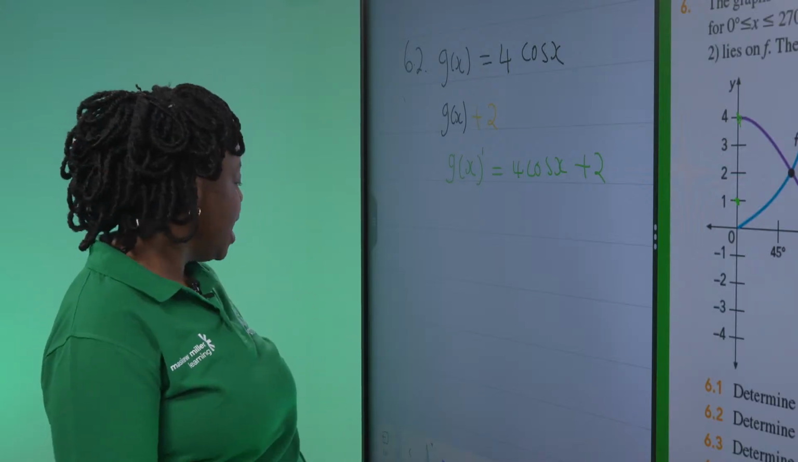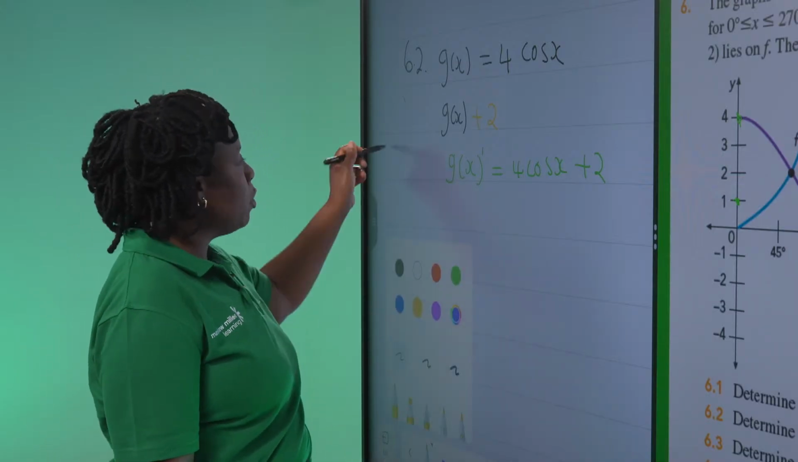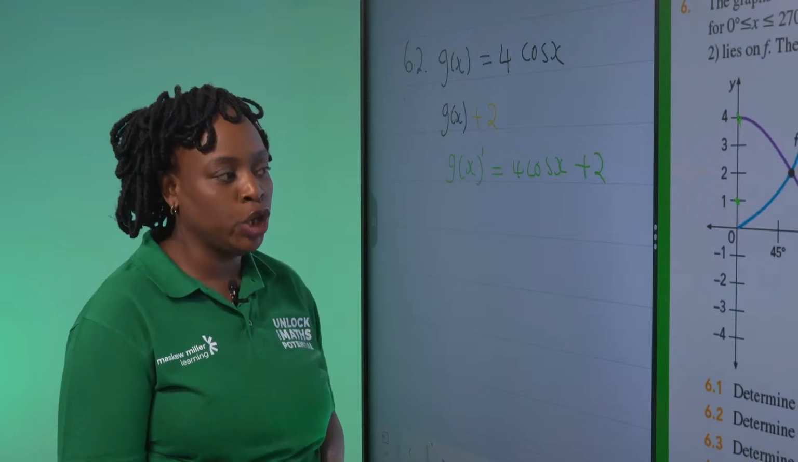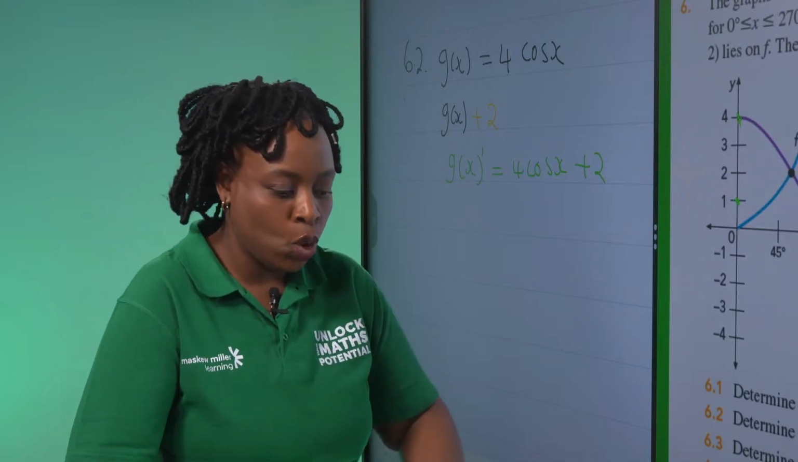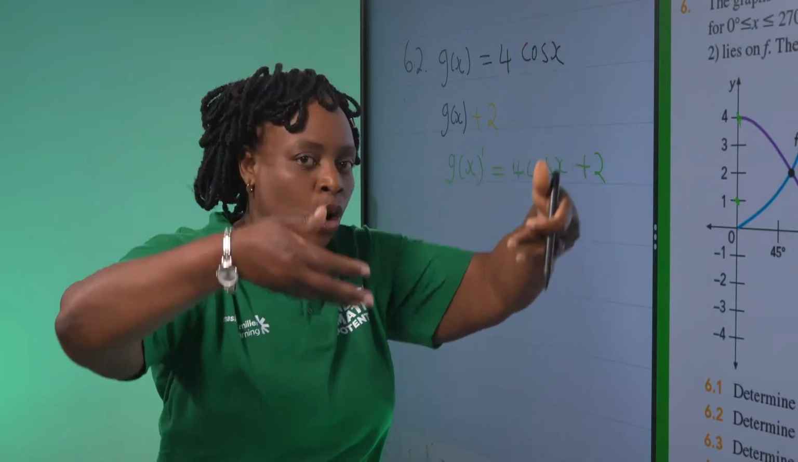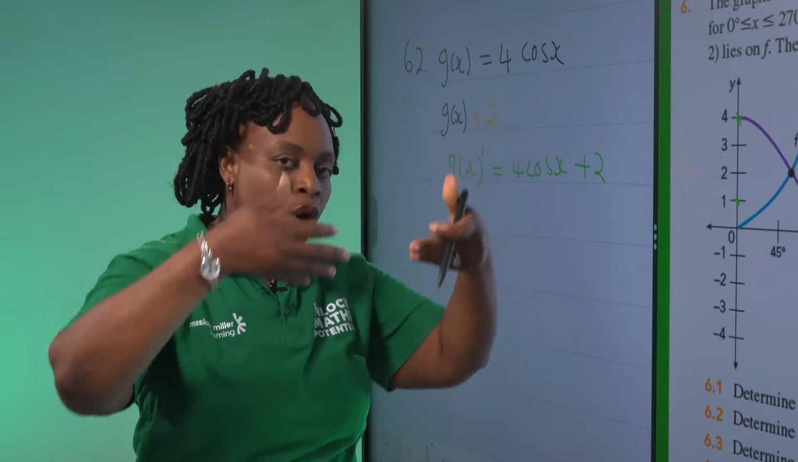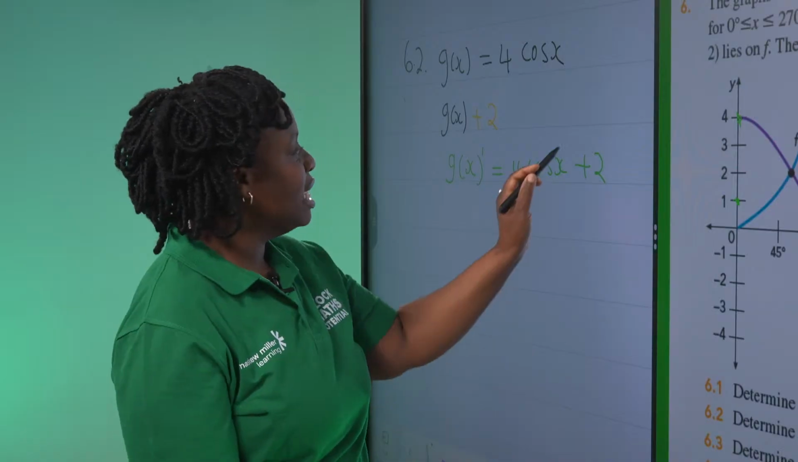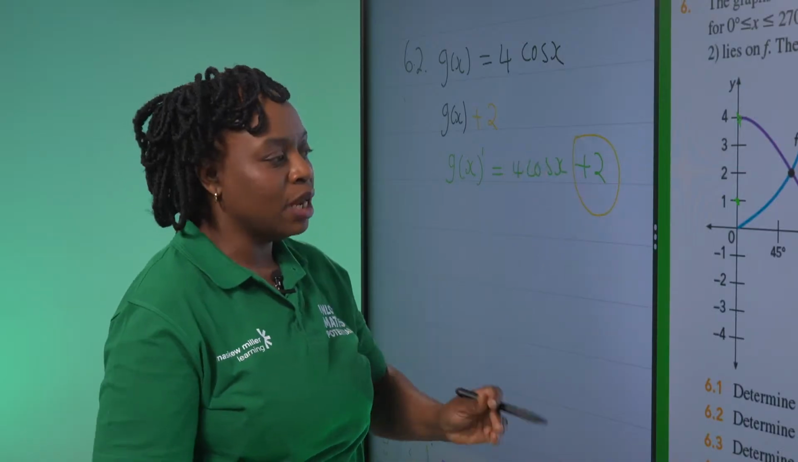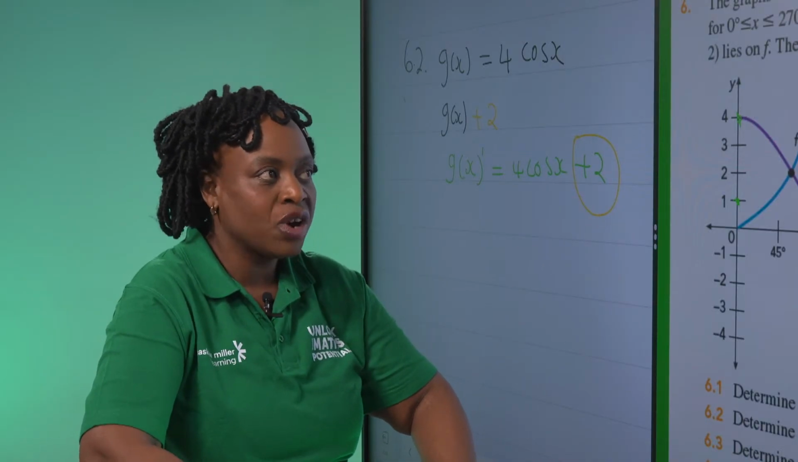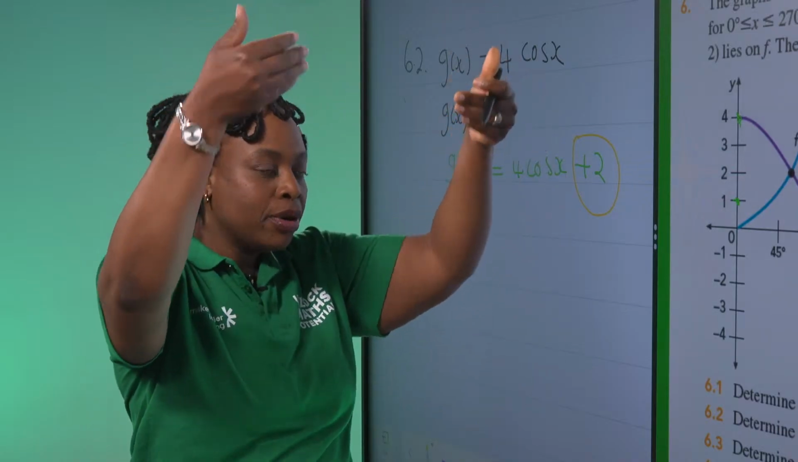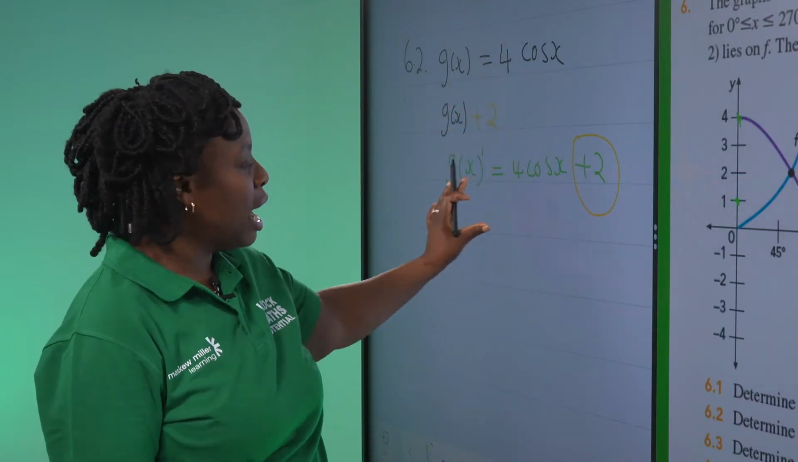Q, right? It represents Q, and what was the impact of the parameter Q? Parameter Q shifts the whole graph up or down. So it's either it goes up or it goes down. Because it is plus 2, that means we are going to shift the whole graph 2 units up, right? So that is what is going to happen to this thing.